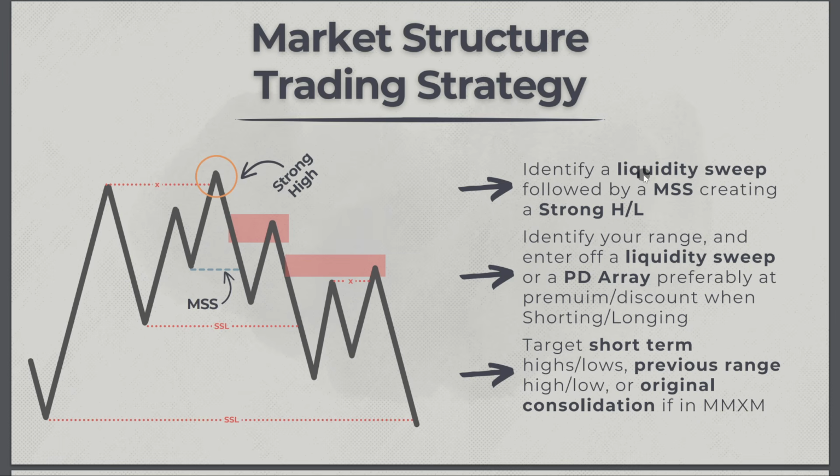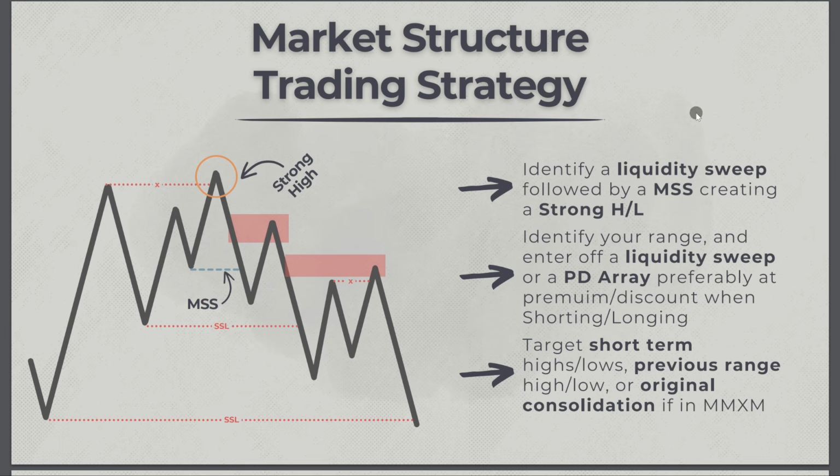So all of those things we could actually execute or look for inside of our range. The first thing that we're going to be doing is identify. That's going to be the first thing, because no liquidity sweep, no trade. That's our rule. And no liquidity sweep, no strong high or low. There's no market structure without a liquidity sweep. That's what other people are missing.